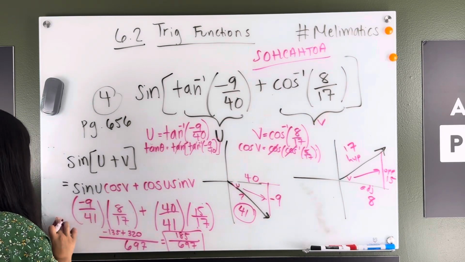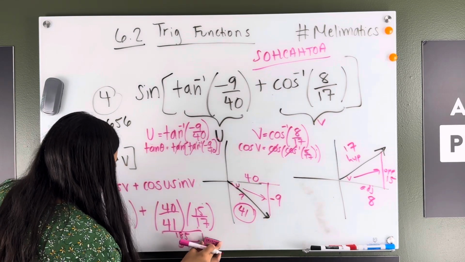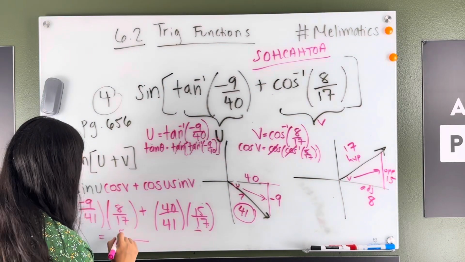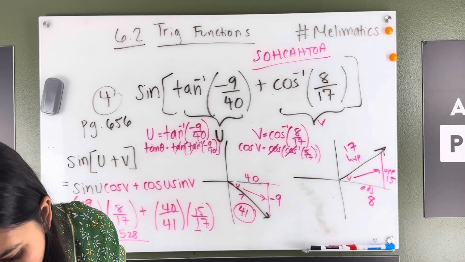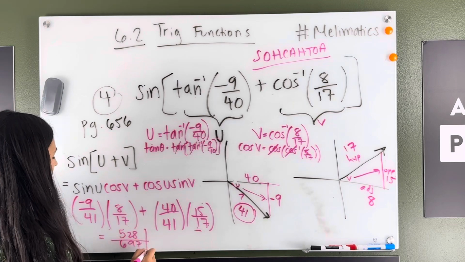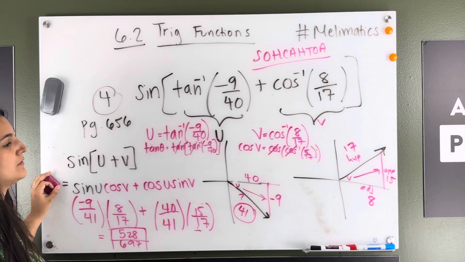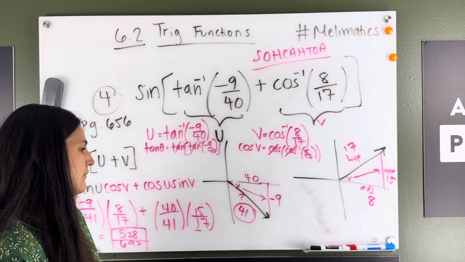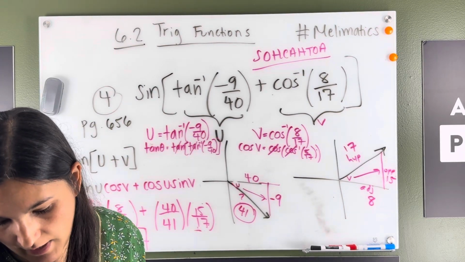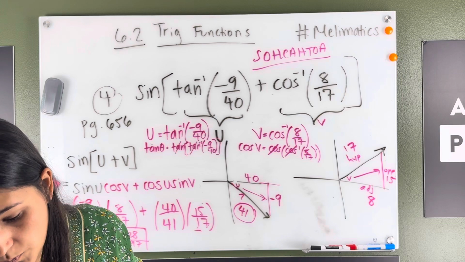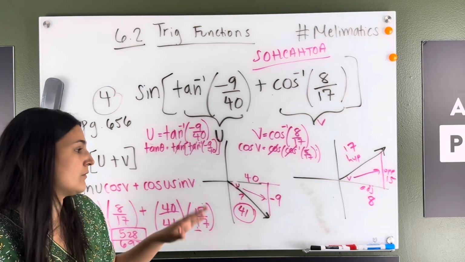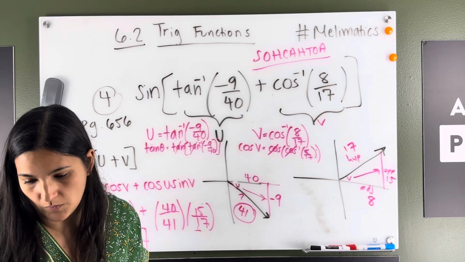Okay, so the answer should actually be, which at this point is just algebra, 528 over 697. That is the answer, without using the calculator, using the information that we know. This is written as the exact value, which is super cool because that is what you would get if you plugged it into the calculator, but of course we need to do it this way to verify that we know what we're doing.